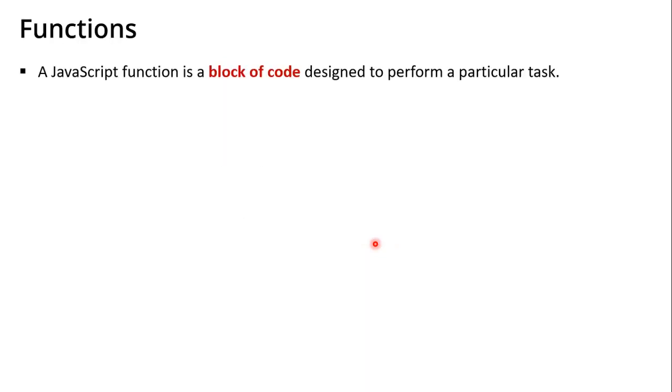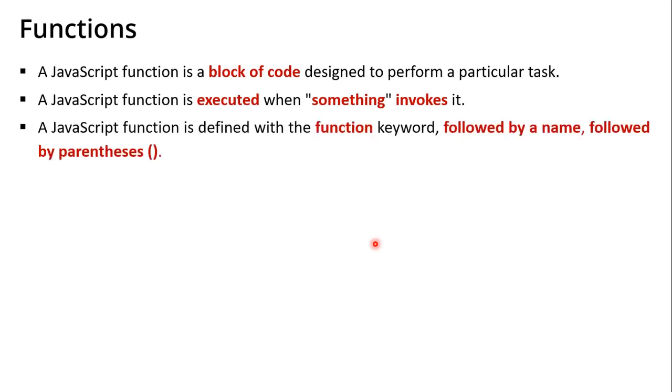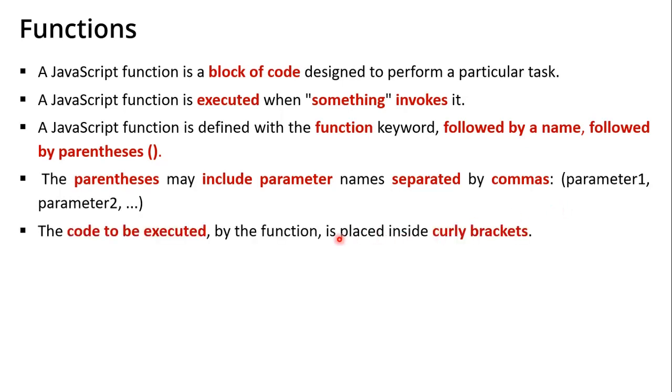Next is functions. A JavaScript function is a block of code designed to perform a particular task, as we see in the C language. A JavaScript function is executed when something invokes it. A JavaScript function is defined with the function keyword, followed by a name, followed by parentheses. The parentheses may include parameter names separated by commas, that is parameter1, parameter2. The code to be executed by the function is placed inside curly brackets.